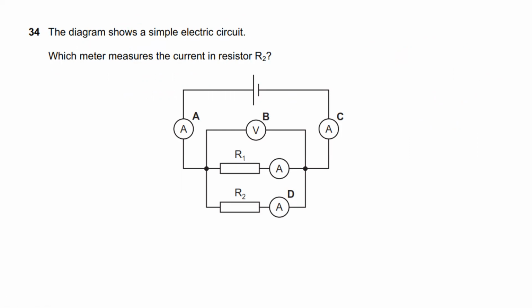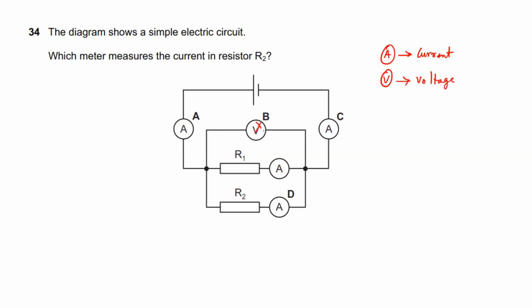Which meter measures the current in the resistance R2? Here we are given a circuit and there are a few meters. When I say meters, there are ammeters, whose symbol is A inside a circle, and voltmeters, given as V inside a circle. Remember, an ammeter is used to measure current and a voltmeter is used to measure voltage.